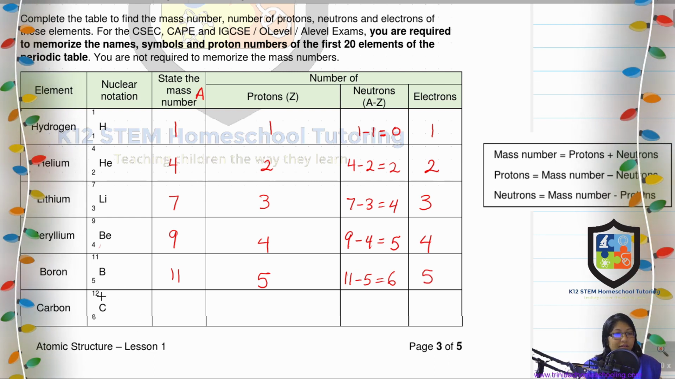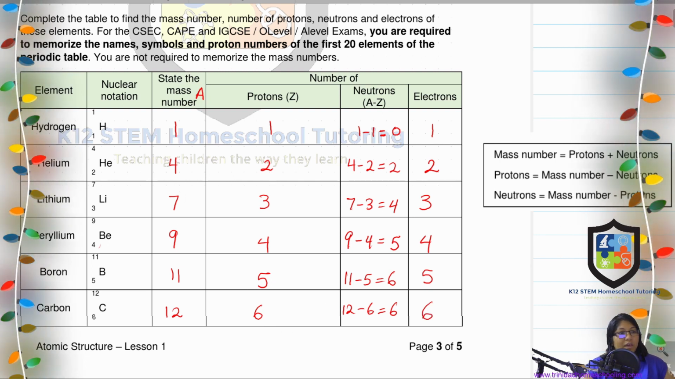Carbon, the mass number is 12. The number of protons is the number at the bottom here, which is 6. And the number of neutrons are going to be 12 minus 6, which is 6 as well. And my electrons are going to be equal to my number of protons.